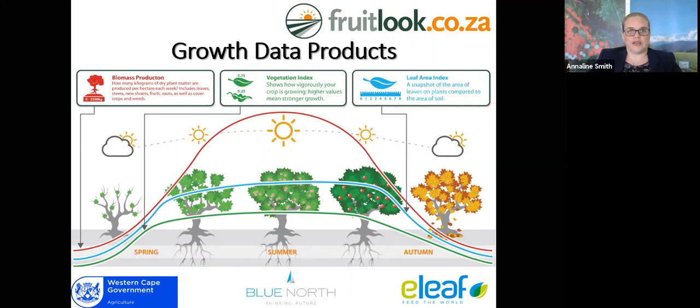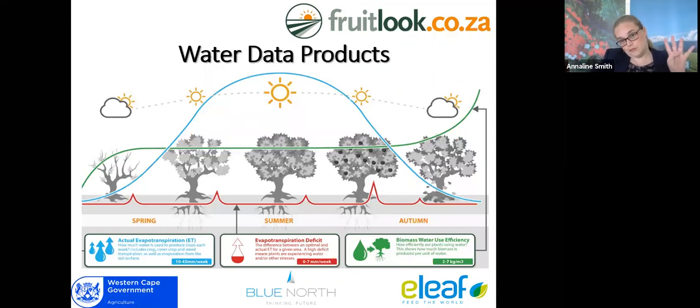Right. If we look at our water data products, the 4 products that most people use are the biomass production and then the 3 water products, and I'll show you why.